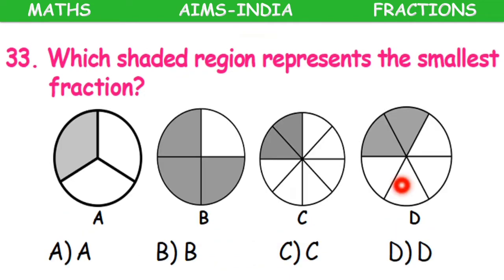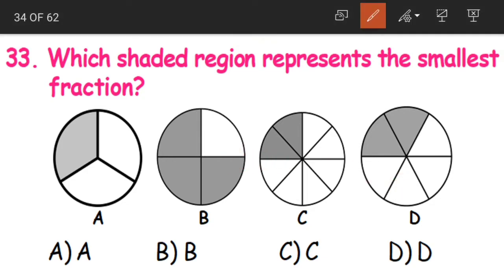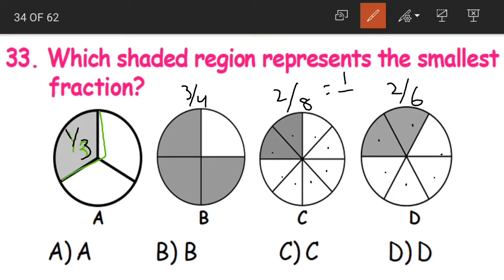Next, which shaded region represents the smallest fraction? Okay. Now what is this? This is 3/4. Yes or no? And this is 1, 2, 3, 4, 5, 6, 7, 8. This is 2/8. And this is 1, 2, 3, 4, 5, 6. 2/6. Now if we find out the equivalent fractions, what children? This will be 1/4 and this would be 1/3. Dividing it by 2 on both sides.